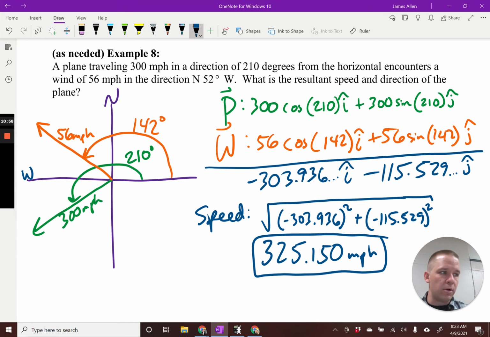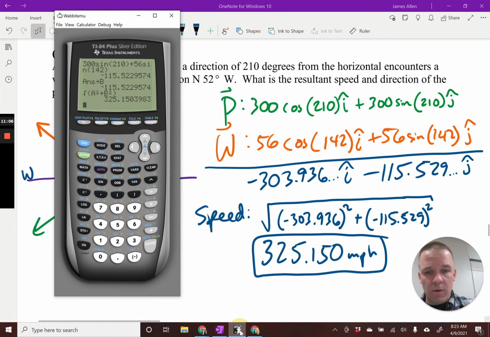Well, I don't know. I'm guessing, since the wind is coming like this, it's going to be a little less than 210 degrees. But let's find out. Okay? So let's do tangent inverse, right? Second tangent. And then we've got alpha B over alpha A, right? Because it's our y over our x.